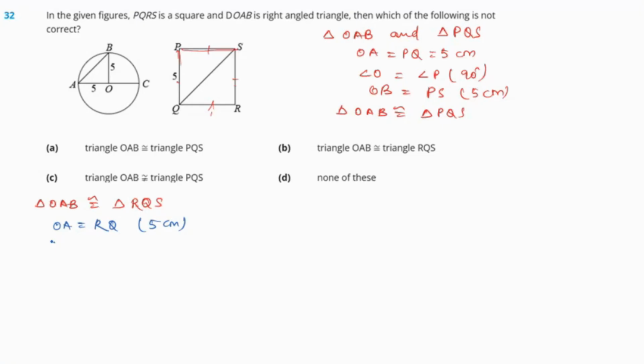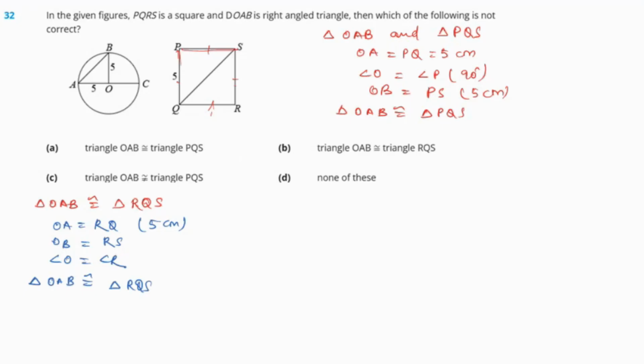Okay, and angle, that is also correct. That is 5 centimeter. That should also be correct only. Okay. And angle O is equal to angle R. Both are 90 degree. That is also correct. So on the basis of that, we can say yes, these two triangles are also congruent to each other.